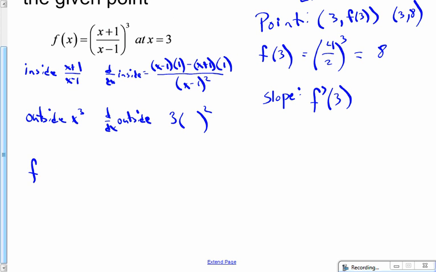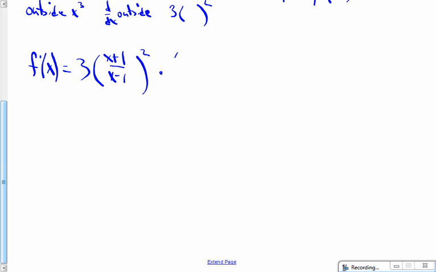F prime of x is equal to 3 times the inside squared. Inside is x plus 1 over x minus 1. I'll slow down, sorry, I'm going fast, guys, I'll slow down. Then I'm going to multiply by all this stuff.